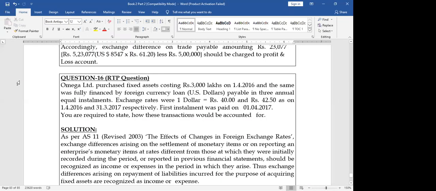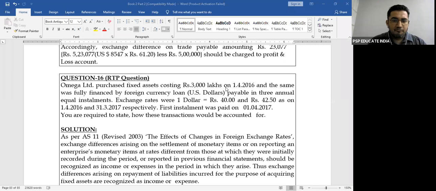Okay, very simple question, pay attention. It says Omega Limited purchased fixed assets costing rupees 3,000 lakhs on 1/4/2016, and this loan is for an asset and the same was fully financed by foreign currency loan payable in 3 equal annual installments. Exchange rate was $1 for 40 and 42.5 on 1/4/2016 and 31st March 2017. The first installment was paid on 1/4/2017. You are required to state how these transactions will be accounted for.